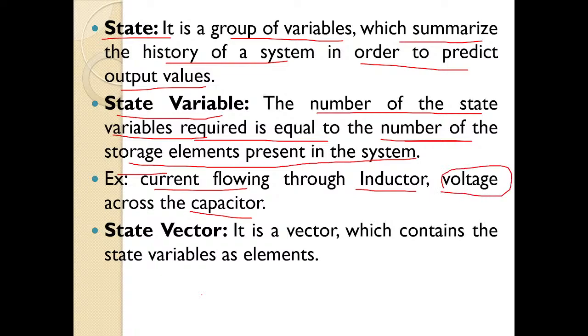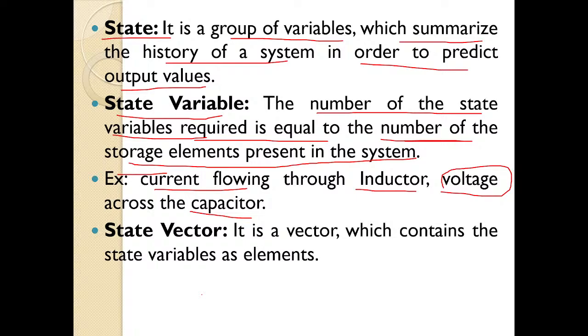Okay, it is the state variable. So state variables will always be equal to the number of storage elements. That means if there are two storage elements, one inductor and one capacitor, then because of the inductor current will flow, and because of the capacitor there will be voltage across the capacitive element. Therefore there will be a current flow as well as a voltage across the capacitor. Therefore two state variables will be there in the given circuit if it is an LC circuit.